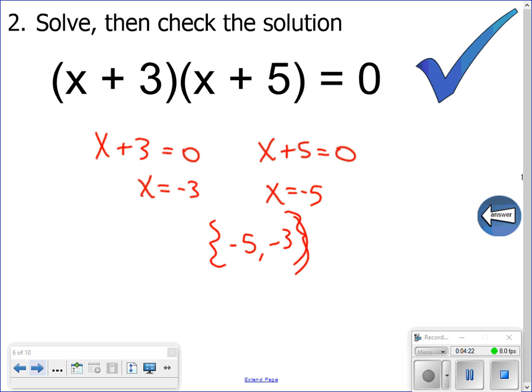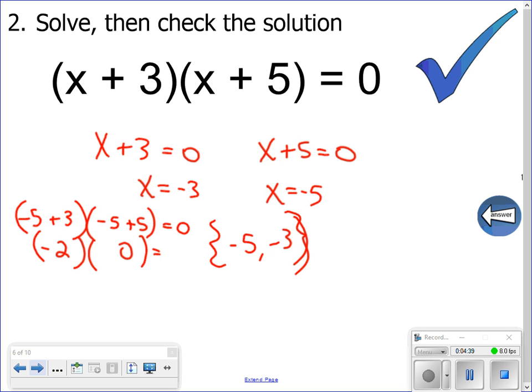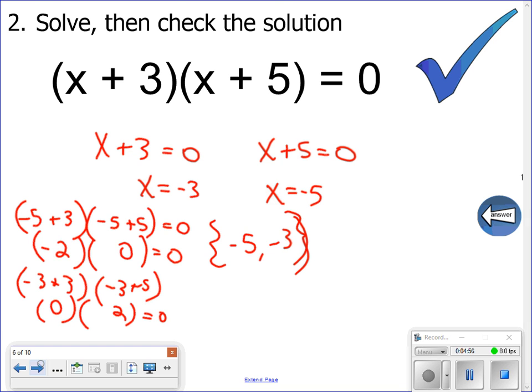In braces. Again, remember that you want to check the solution. If I plug in negative 5 into both of the binomials, as long as one of these factors is 0, we're good. So in this case it is. We do the same thing for negative 3. Negative 3 plus 3 is 0, so I don't really even need to check this one. But we do know that 0 times 2 is equal to 0 as well. So both of our answers work as a solution.